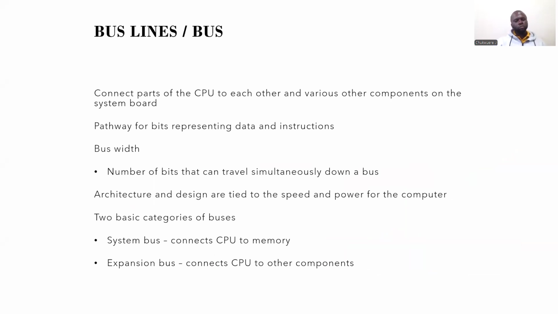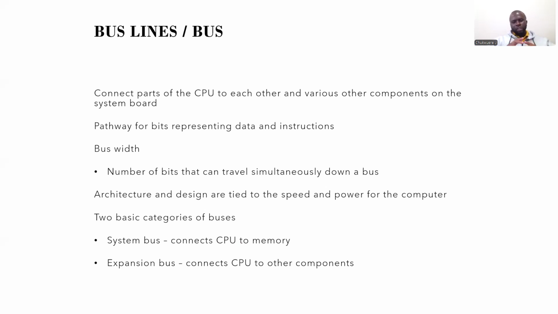What your bus line can do is assist you to connect parts of the CPU to each other using various components of the system board. It's also the pathway for bits representing data and instruction. Very important. Your bus can also be measured in width, which is the number of bits that can travel down a bus simultaneously. And then the architecture and the design are tied to the speed and the power of your computer.